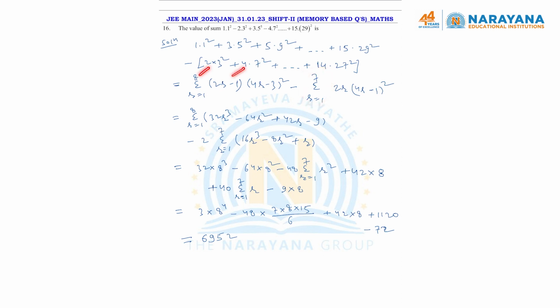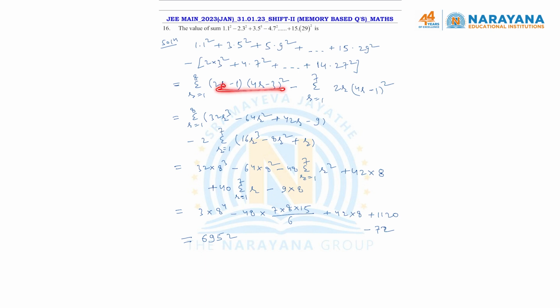And its general term, you can see 2, 4, 6, 14. So there is 2r, and 3, 7, and so on. This is again an AP with common difference 4, and its general term is (4r minus 1) whole square. So we multiply this polynomial, which is a cubic polynomial, and we also multiply this cubic polynomial.